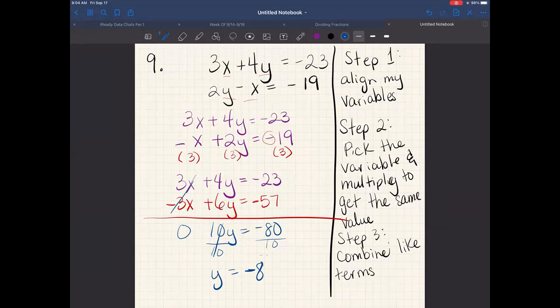So what you would do is take that negative 8, pick one of the two equations, and then replace y with negative 8 and solve for x that way. It's much faster once you get that first number, okay? Are there any questions on number 9?